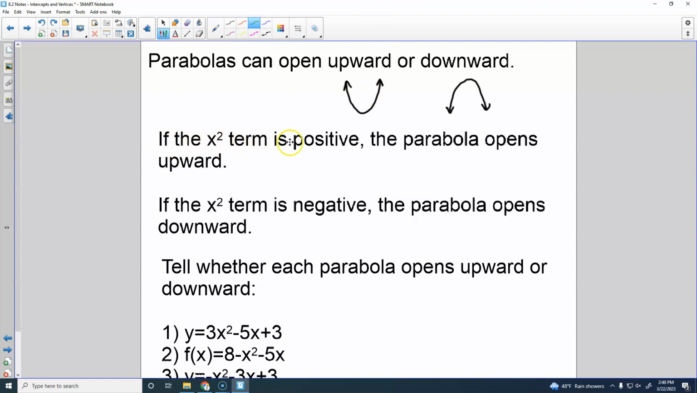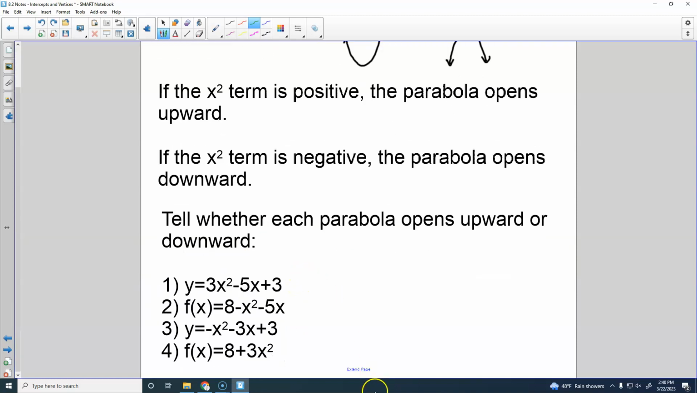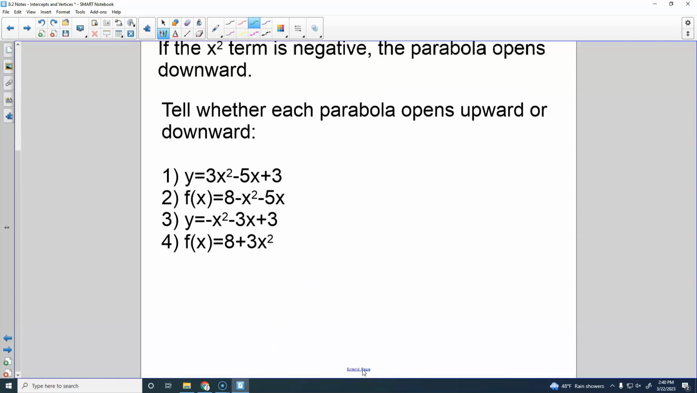So if the x squared term is positive, the parabola opens upward. If the x squared term is negative, the parabola opens downward. It does not matter what the other terms are. So if your x or your constant term are different, it doesn't matter. You only look at the x squared. So if I want to tell whether or not these open upward or downward, all I'm going to do is find the x squared term, and if it is positive, then it's going to be a smiley face parabola. So this one would be positive, so it's upward.